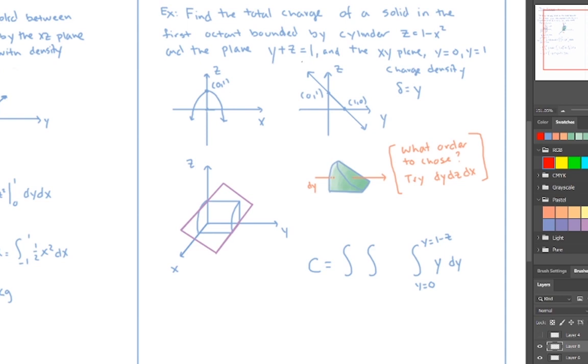This seems like it's working here. When I calculated my limits, I solved this equation for y. You can clearly see that the laser beam shooting parallel to the y-axis would enter here where y is equal to 0, and then it's going to exit right here out the wall of this plane. So all I needed was a y limit that represented this plane. I just solved this equation of the plane for y. I got y equals 1 minus z. So that's where I got this upper limit.